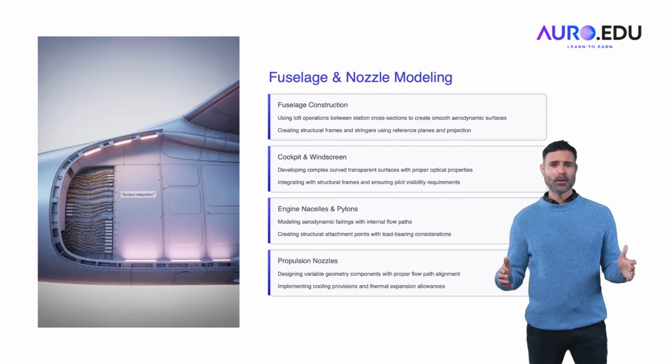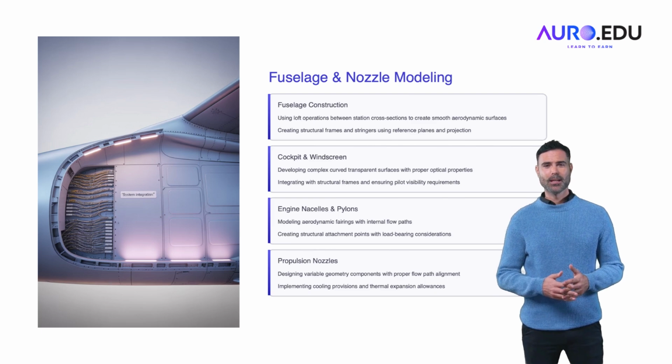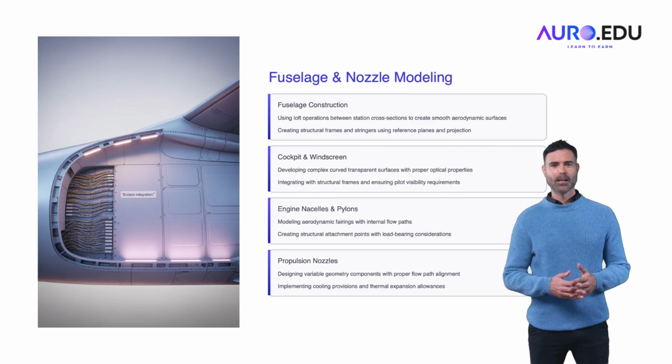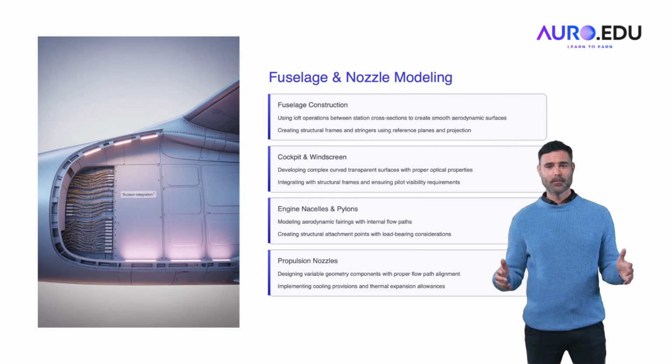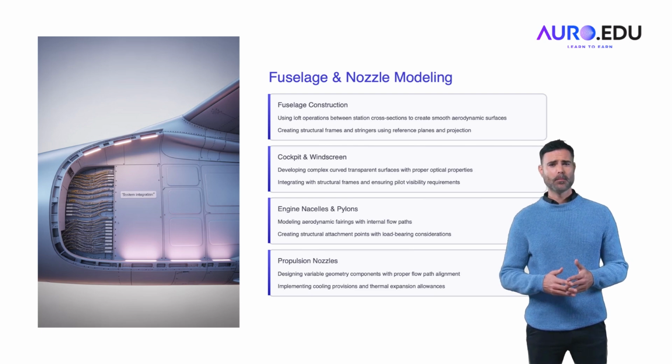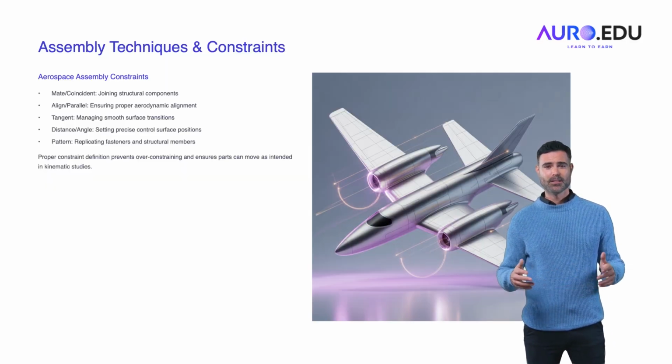Cockpit and windscreen modeling involves creating complex curved transparent surfaces, integrating structural frames, and ensuring visibility requirements for pilots. Engine nacelles and pylons are modeled with internal flow paths to optimize airflow and reduce drag. Propulsion nozzles require careful design to ensure that the flow paths align with engine requirements, incorporating thermal expansion allowances and cooling provisions. Assembly techniques and constraints.